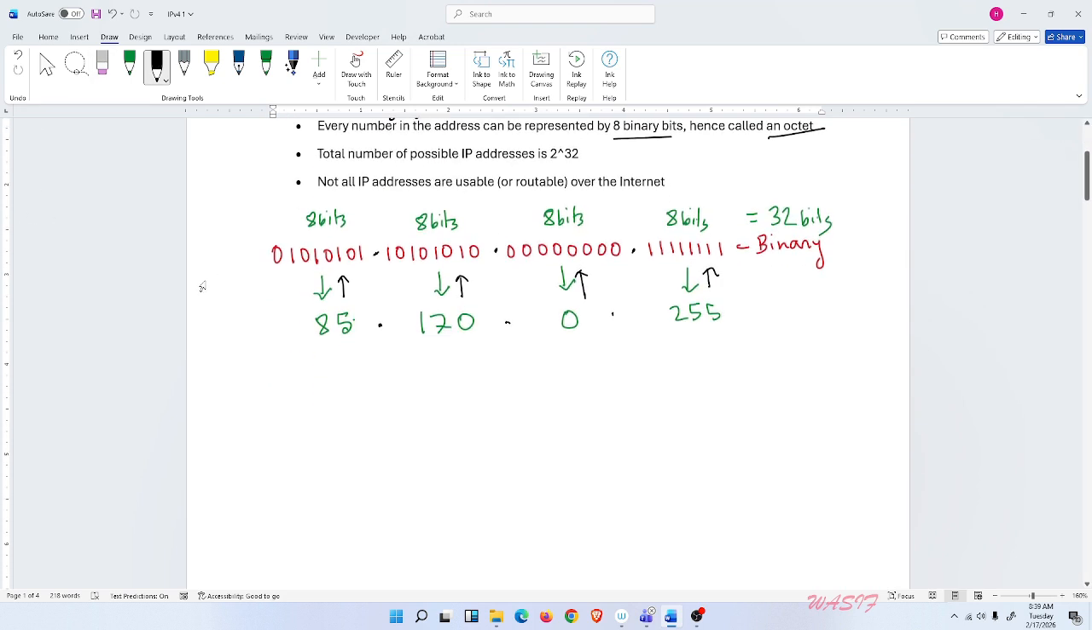Not all IP addresses are usable or routable over the internet. Now, this is important. There is something called private IP address, which is 32 bits, and there is something called public IP address, which is also 32 bits. There is no problem. They all look the same. So what is a private IP address? They are not routable on the internet. They are only used on LAN. And public IP addresses are routable over the internet.